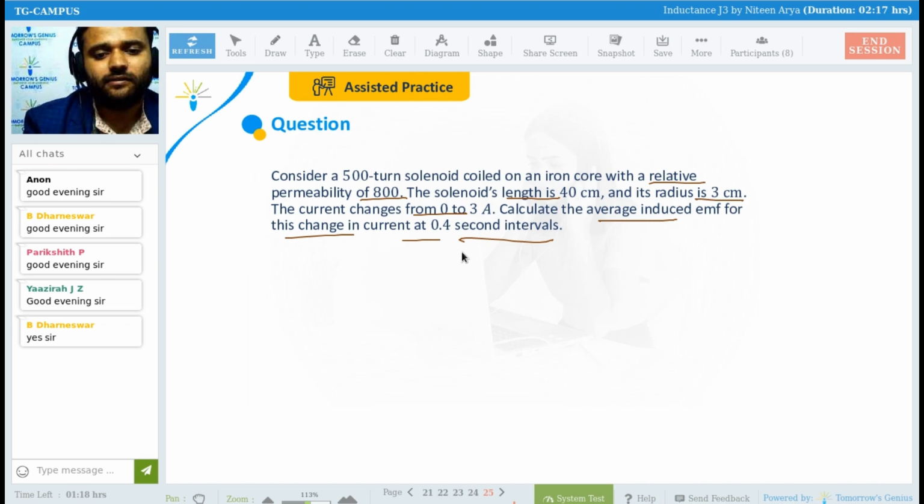N is given, mu r is given, length is given, radius is given, di is given, dt is given. You just need to put in the formula, and the formula I am not going to tell you. Is this clear, everyone? So there is a break, and in between the break you can do that.